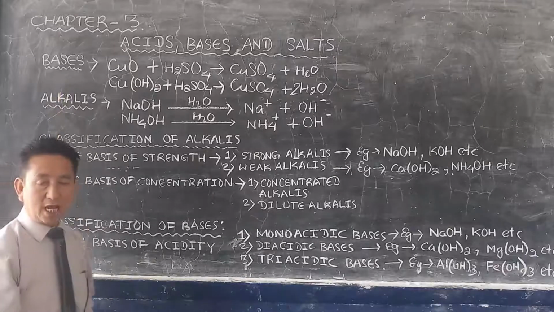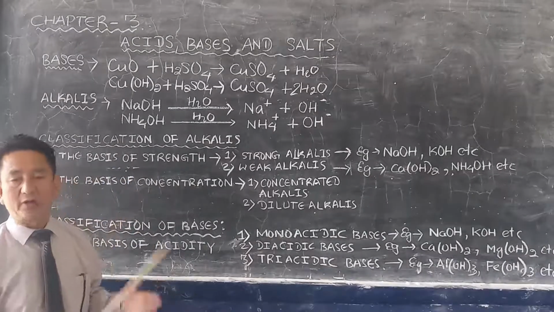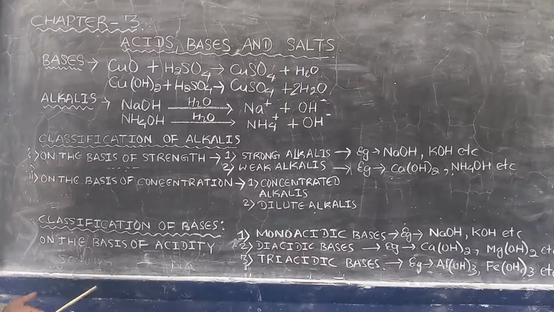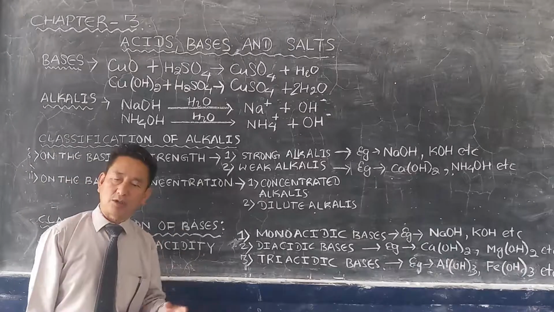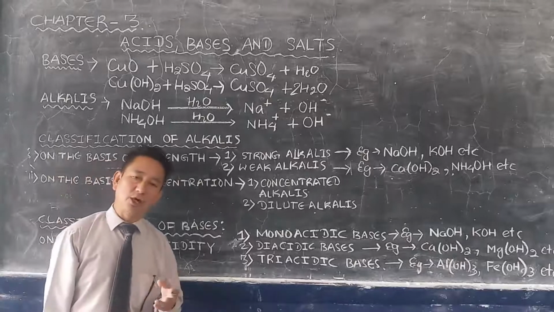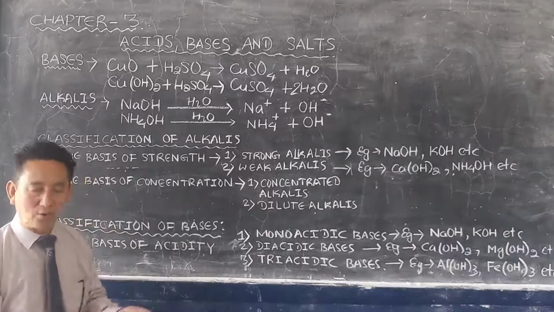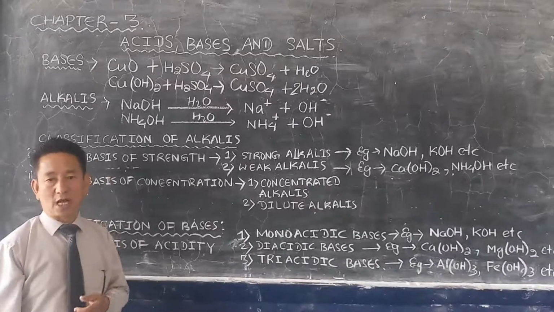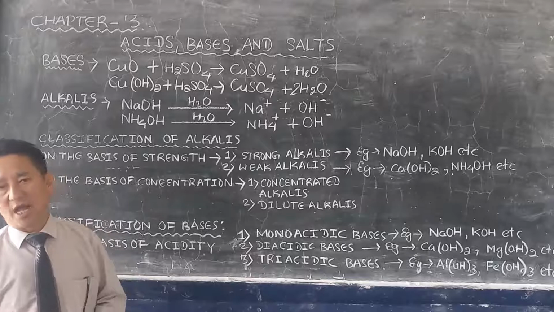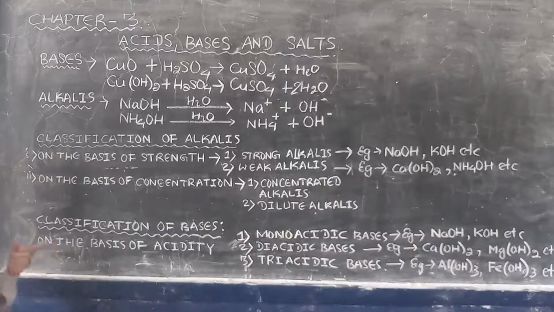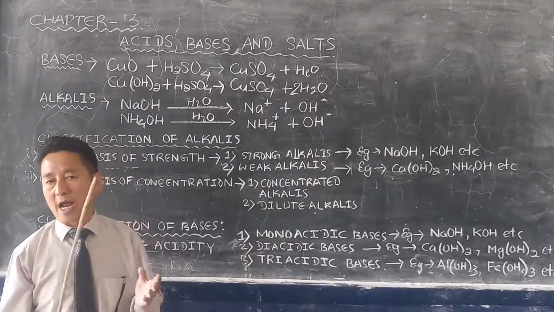Bases are metallic oxides, metallic hydroxides or ammonium hydroxide, which when reacting with acid give salt and water molecule. All metallic oxides like copper oxide, zinc oxide, magnesium oxide, sodium oxide are bases. All metallic hydroxides, sodium hydroxide, potassium hydroxide, calcium hydroxide, magnesium hydroxide are bases. And ammonium hydroxide is a base. Whenever these bases react with acid, we get salt and water molecule.